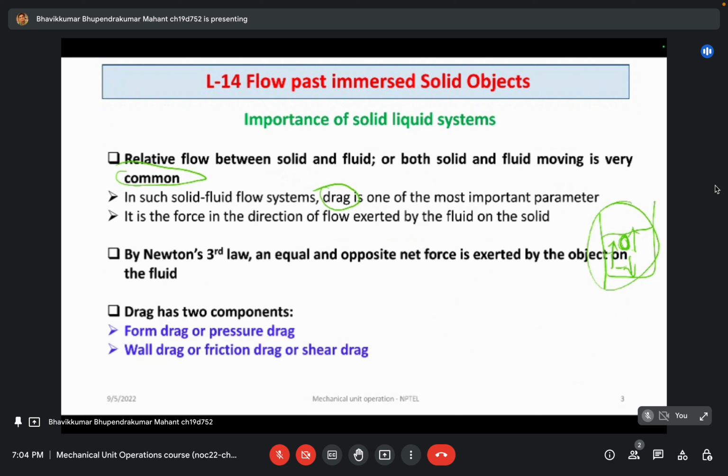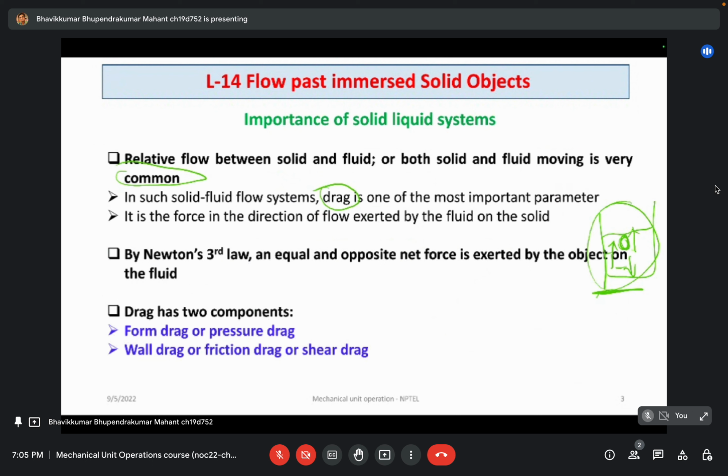Then by Newton's third law we can say that an equal and opposite net force is exerted by the object on the fluid. If we follow Newton's third law, then all the forces equate with each other, and at the end an opposite net force is also provided.